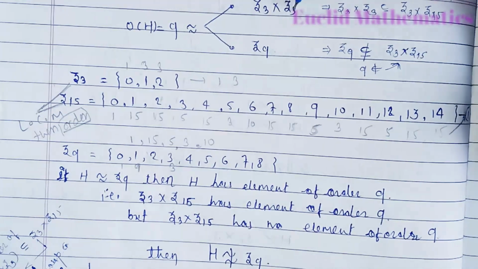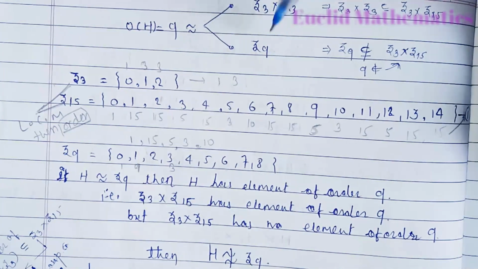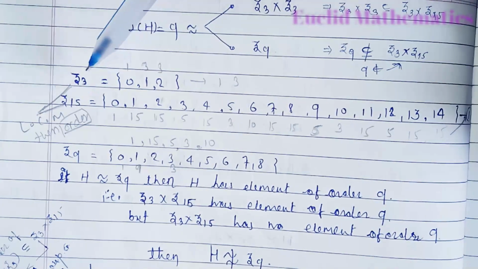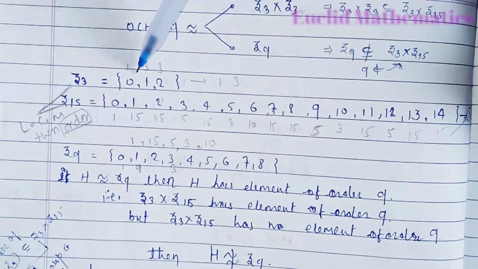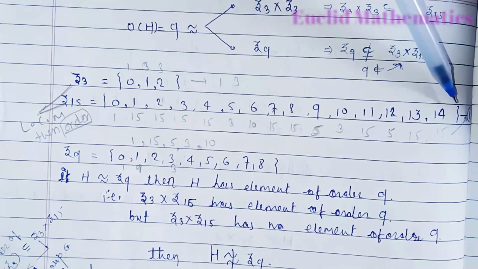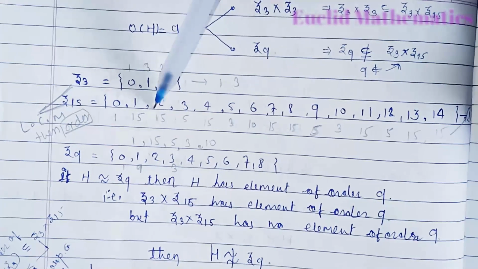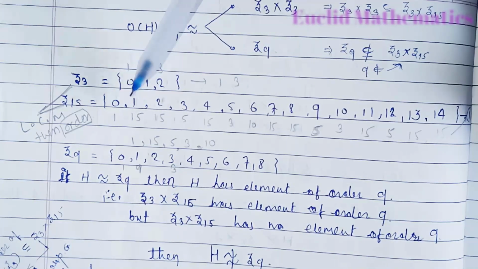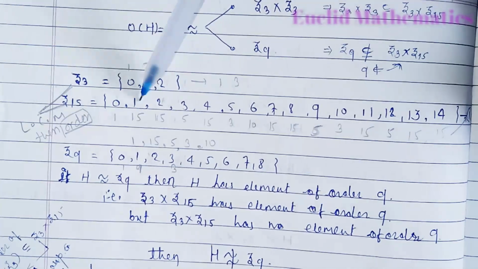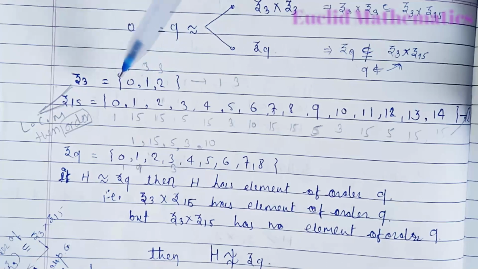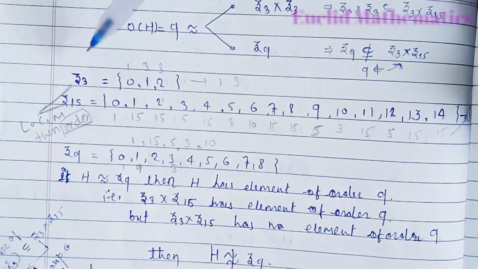So here, Z3 cross Z3 and Z9, let's find out which one is isomorphic. We have to check whether the group Z3 cross Z15 is isomorphic to each one of them. Z3 contains 0, 1, 2, these 3 elements, and Z15 contains 0 to 14. We want their cross product and the orders of the elements present there. For finding the element orders in Z3 cross Z15, we find the order using the LCM of the orders of the different components. First, find the order of 0 under Z3, which is 1. Find the order of 1 under Z3, which is 3.